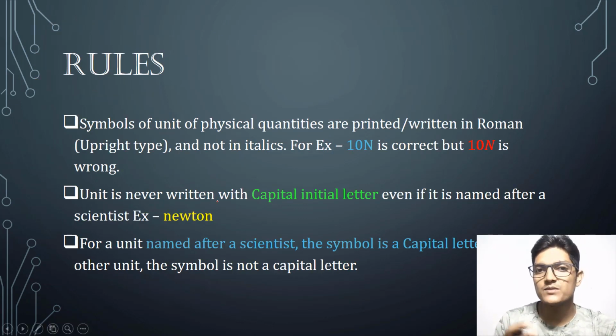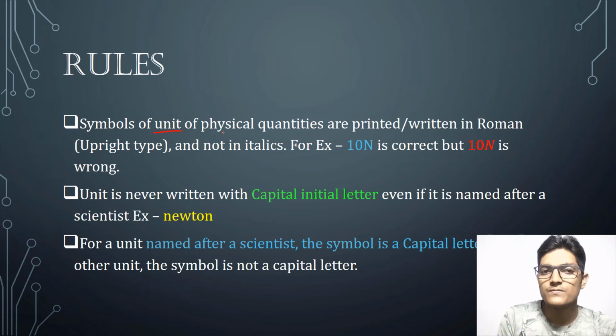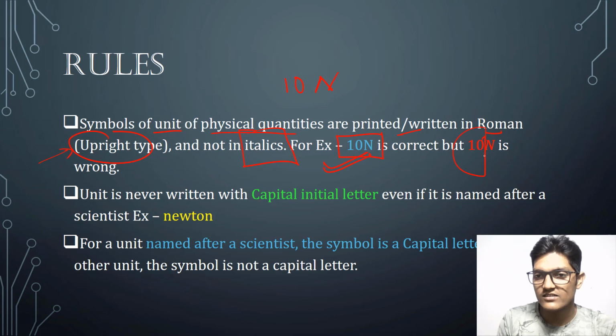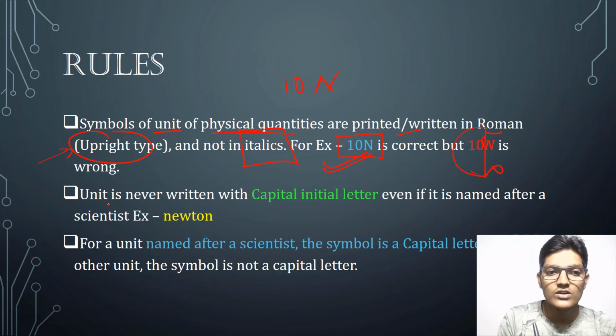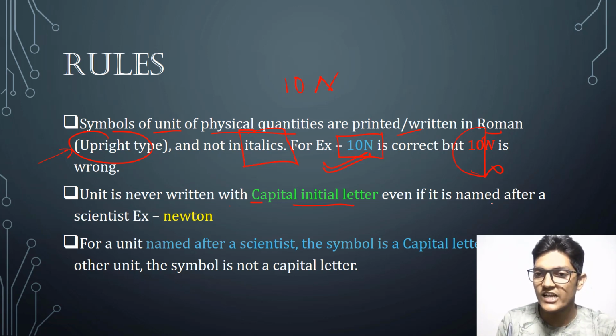Now we have some rules to write the units. First of all, symbol of unit of physical quantities are printed or written in Roman upright type, not in italics. So you cannot write 10 newtons where n is italic. You can write 10 newton where n is upright, which is correct, but this is incorrect, this is wrong.